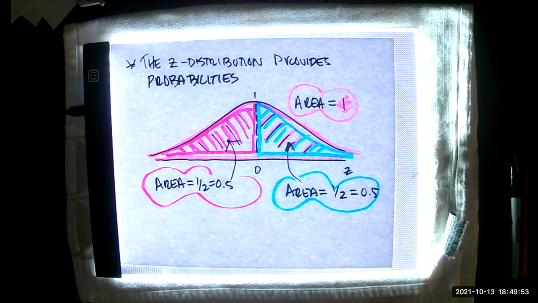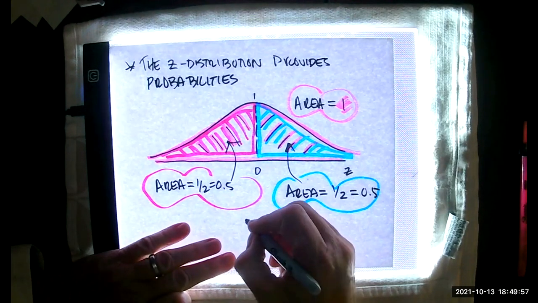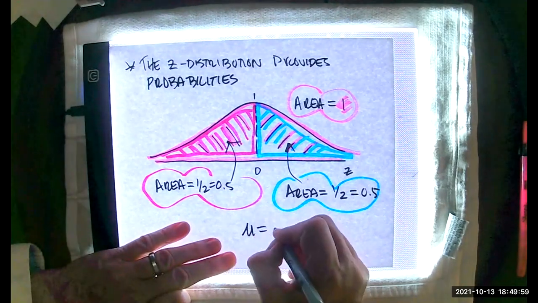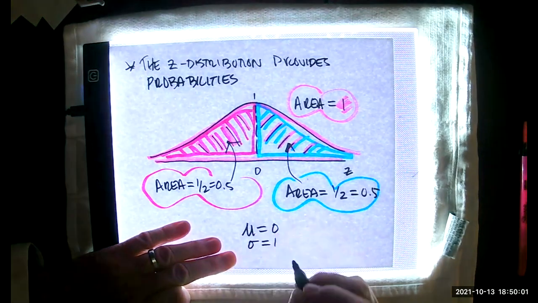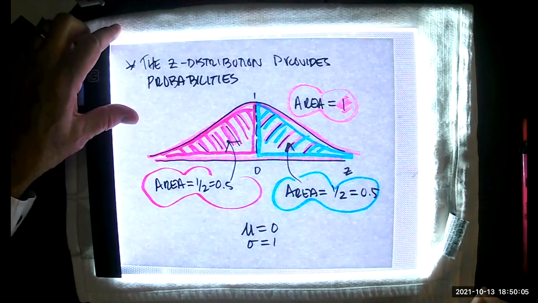That area over there is also equal to 0.5. And you can see that if you take the left half and the right half, put them together, you have 1. 1/2 plus 1/2 is equal to 1. So there's a lot of symmetry that goes into this. And again, I can't emphasize this enough. This is for the z distribution with a mean of 0 and a standard deviation of 1. Always.